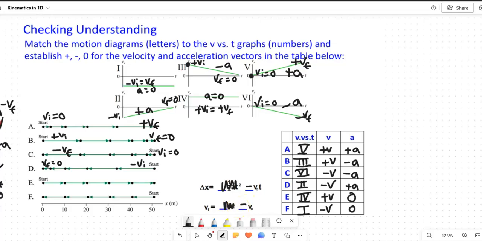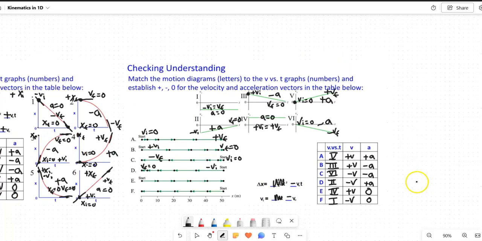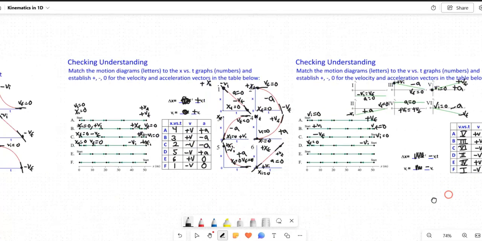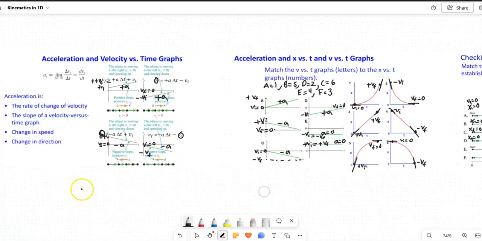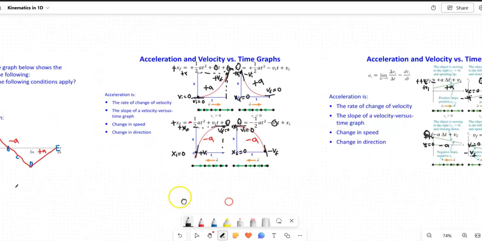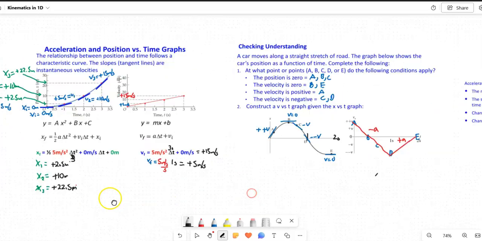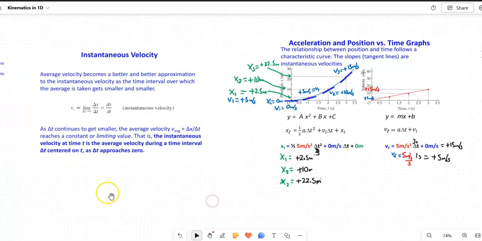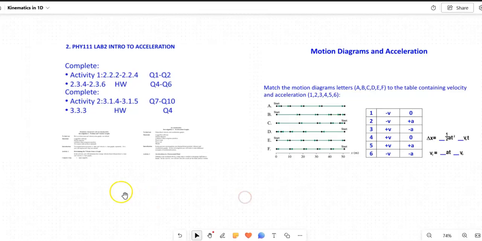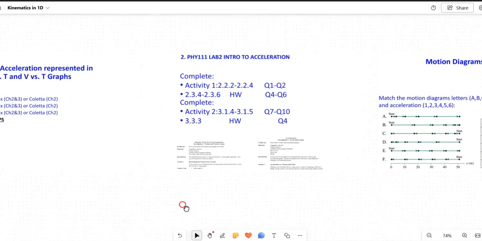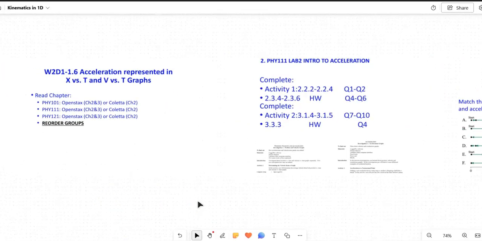So this is matching up position versus time graph and velocity versus time graphs with motion diagrams to construct equations. And I hope you learned a lot. And so this was 1.6. Acceleration represented in position versus time graphs and velocity versus time graphs. Thank you.